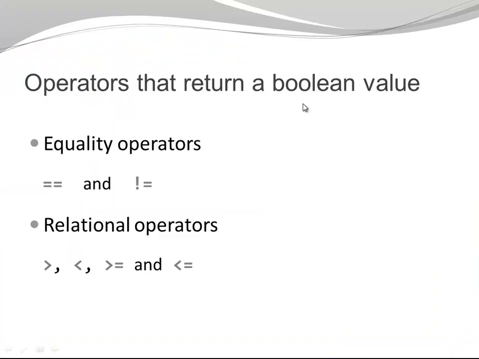There are some operators that return Boolean values. The 2 equality operators are the equals operator and the not equals operator. Also the relational operators: greater than, less than, greater than or equal, less than or equal.